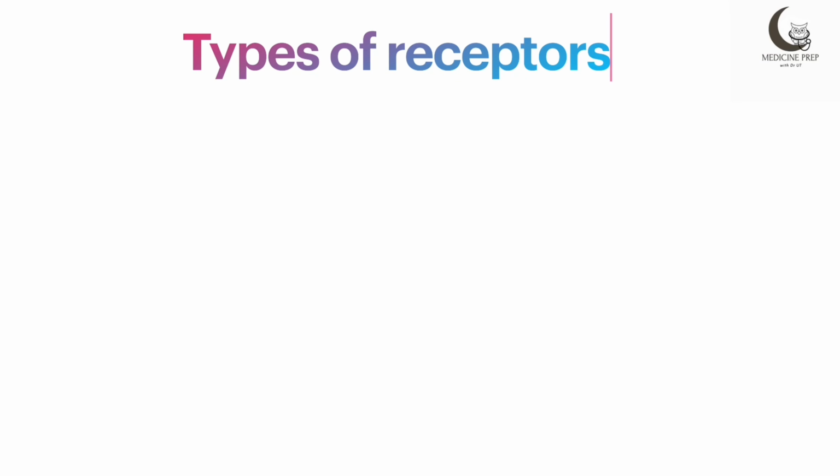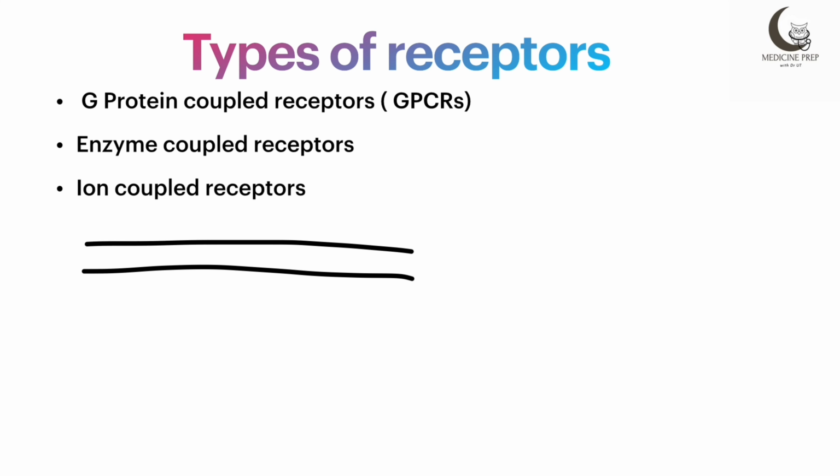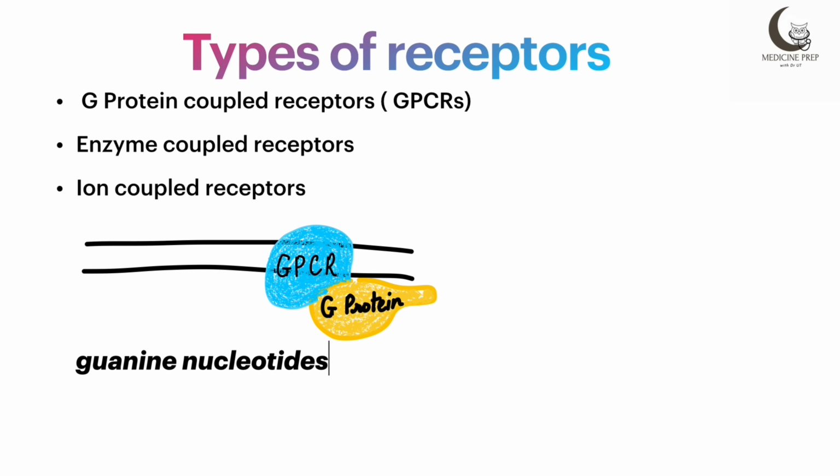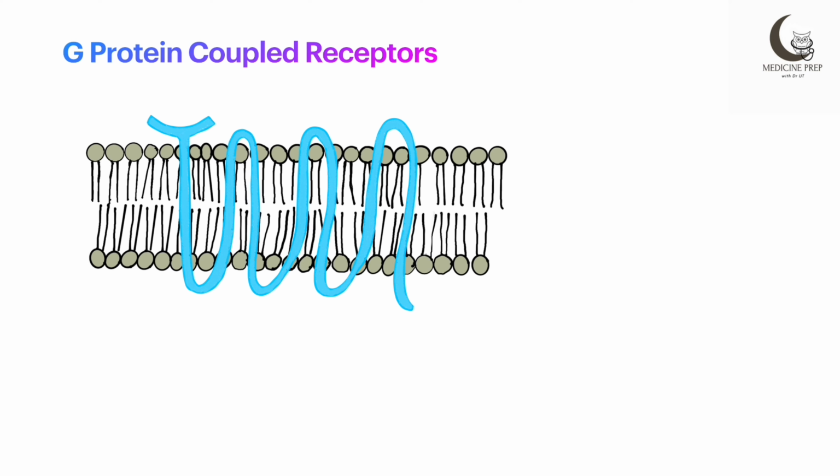Into the major classes of receptors, there are three: G protein coupled receptors, enzyme coupled receptors, and ion coupled receptors. Now, the G protein coupled receptors are called so because they interact with G proteins. And the term G protein is used because they bind to guanine nucleotides, your GTP and GDP.